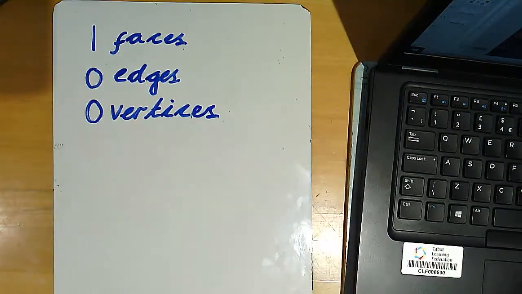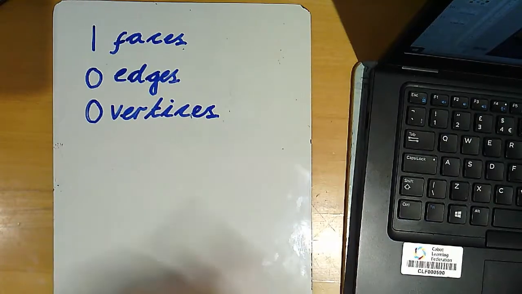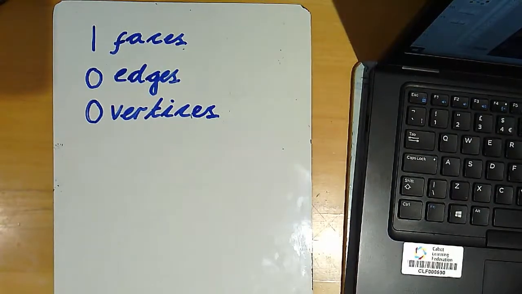If you would like to practice getting used to some of these ideas, what I would suggest is you might want to go around your house, try and find some shapes or some interesting objects and have a look. Can you see any faces in those shapes? Can you see any edges? Can you identify any vertices?